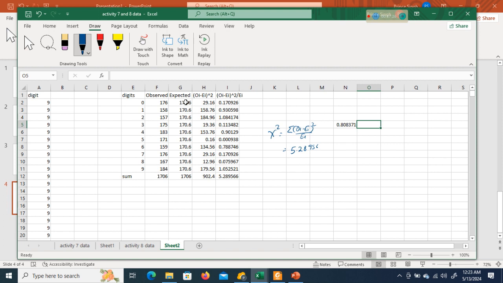So it will give us the probability value. This is the probability that chi-square is greater than chi-square alpha, which is equal to 0.808371, right? That means about 80% of the data falls on the right-hand side. This particular side we have 80% of the data, right?